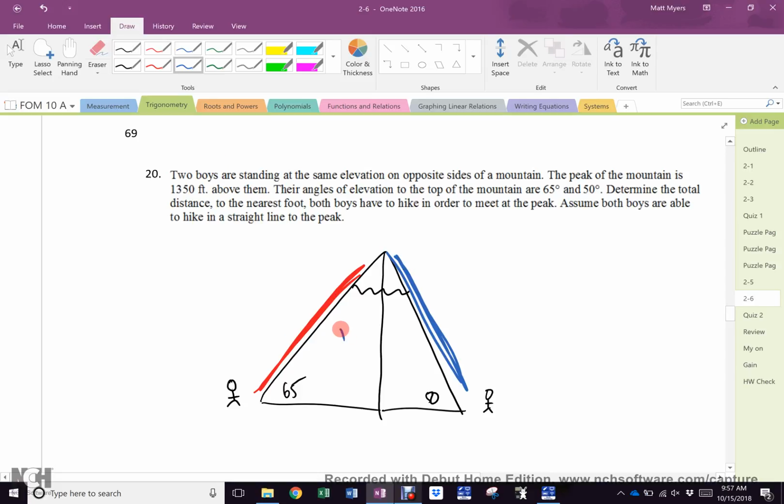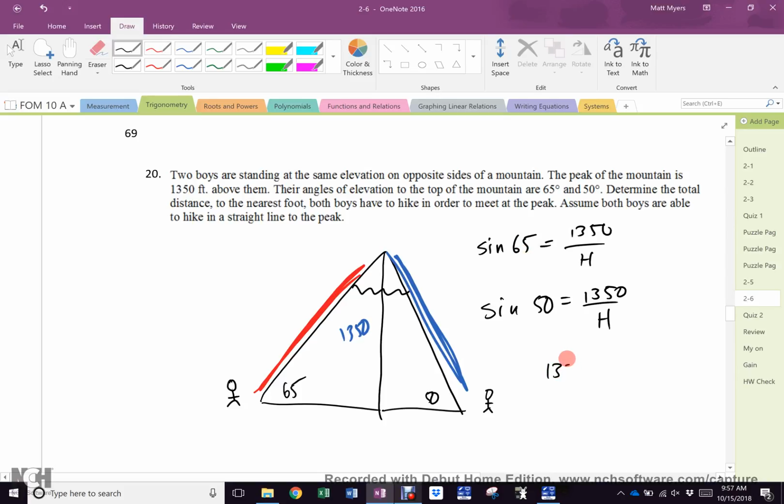The peak of the mountain is 1350. So this guy is, what am I going to use? Since I have hypotenuse, what can't I use? Can't use tan. So I'm going to be using sine or cos. Which one is it? Sine of 65 is 1350 over h. Sine of 50 equals 1350 over h. How far do they have to walk?